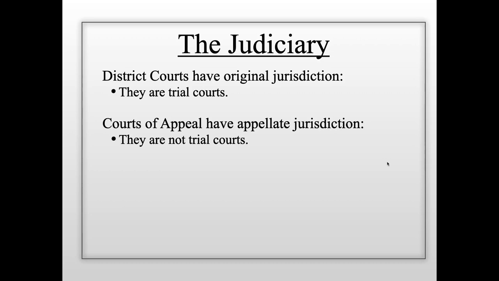There are also 13 courts of appeal that have what we call appellate jurisdiction. So this isn't where court cases start. This is not where you have trials. Courts of appeal are not trial courts. What appellate courts do is hear issues of law and disputes about the law that originate out of a trial. So let's go back to the example of somebody being arrested by the FBI in Brooklyn on federal charges of drug dealing.